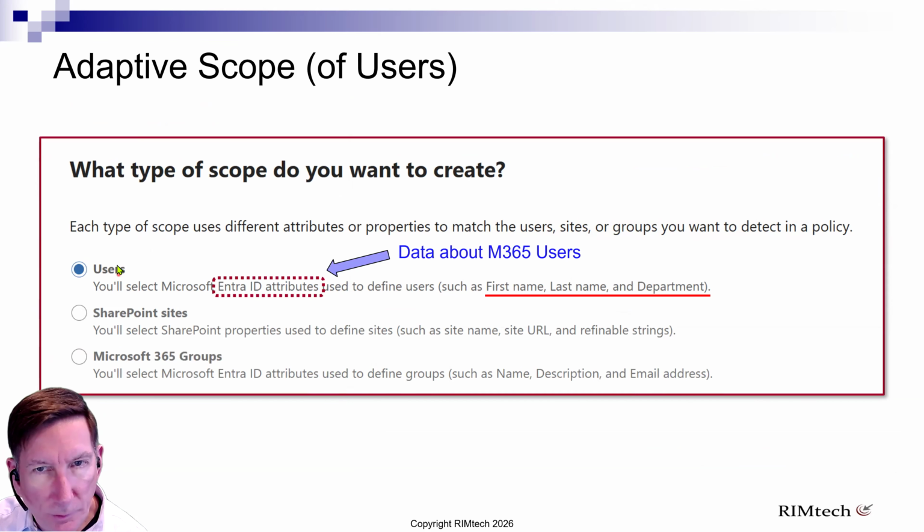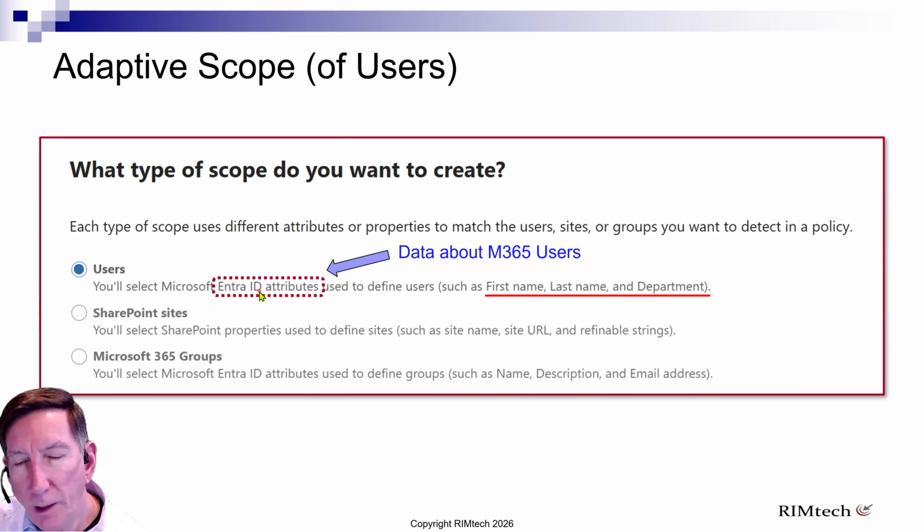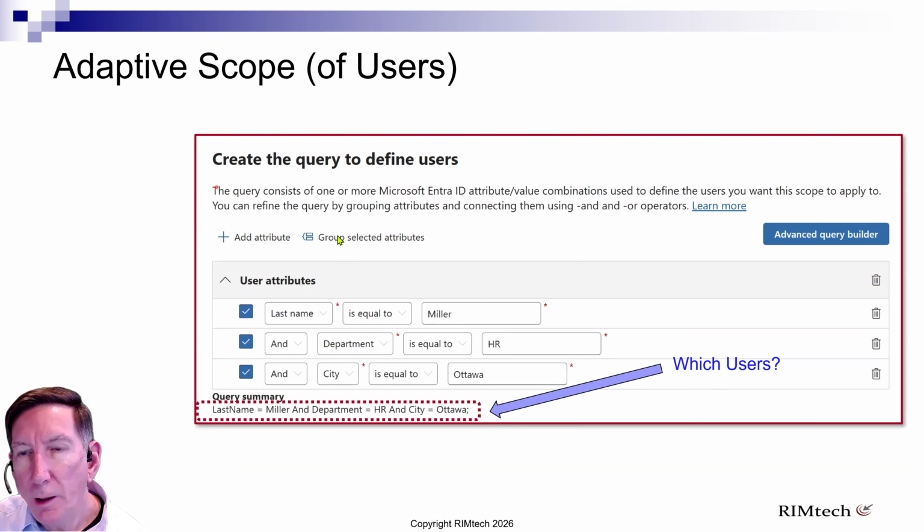I chose the user mode, and it says select the users by Entra ID attributes. What does that mean? That just means who of all the users. Entra ID is just the Active Directory. It's the directory of users. That's all that means. And in it is first name, last name, sometimes even photo, sometimes department. So here is an example where I chose myself. My last name is Miller, department is HR, city is Ottawa. Okay. And that now sets the scope or the boundary of where we're going to apply this retention label to.